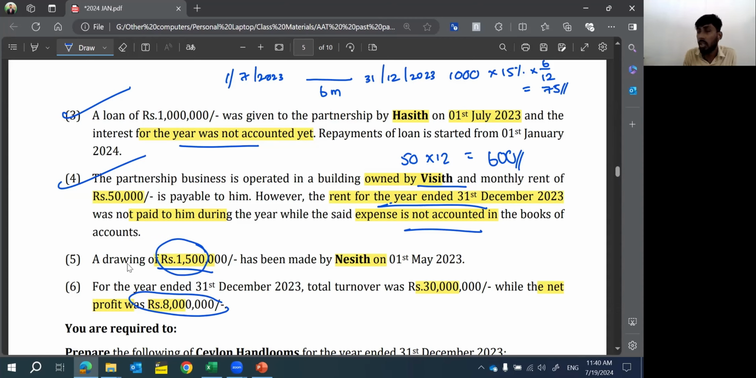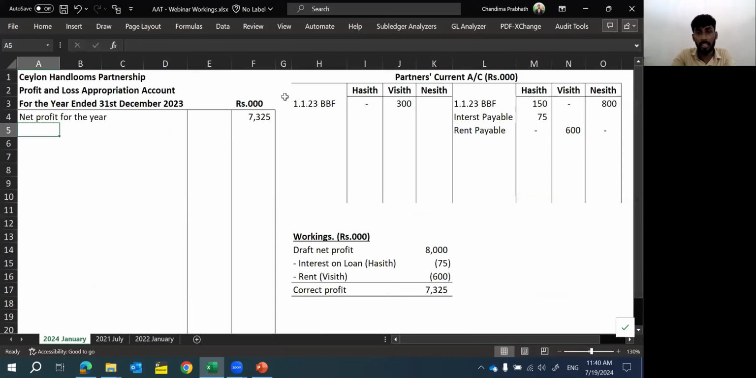So how to record this drawing? As I have told you, when a drawing is done, it will reduce the equity. Therefore, we need to debit this drawing for Nesit in the current account. Here, drawings: Hasit, Visit, Nesit, 1,500. Done. Okay. Then the next one.